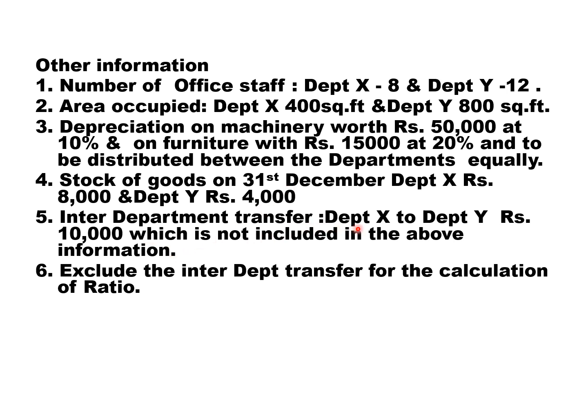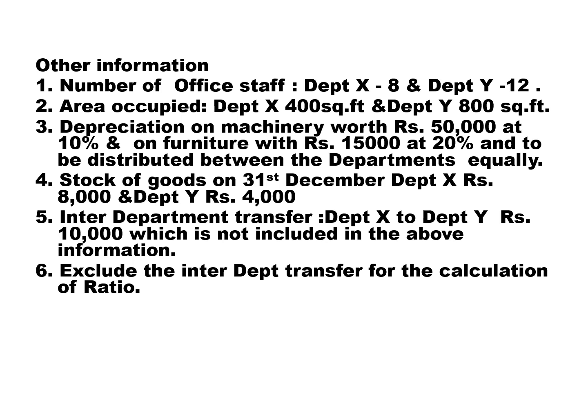Interdepartmental transfers, department X to department Y 10,000, which is not included in the above information. So it is called transfers. The issuing department X credit, receiving department Y debit. Exclude the interdepartmental transfers for calculation of ratio. It means when you calculate the ratio, don't take departmental transfers. Without taking departmental transfers, calculate the ratio.